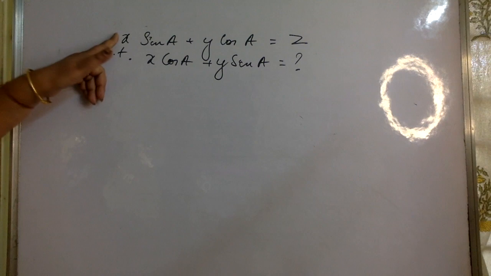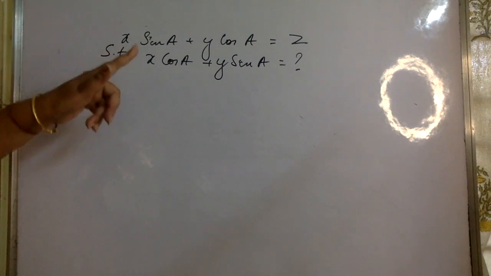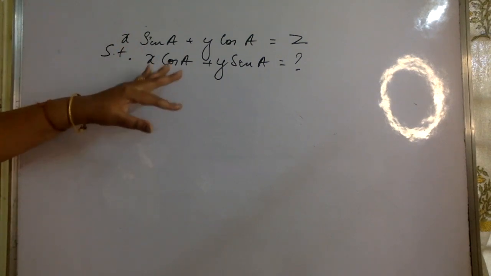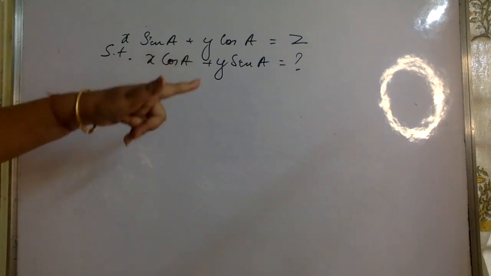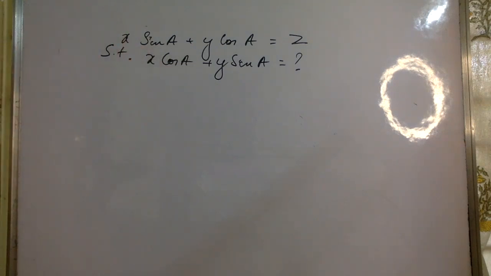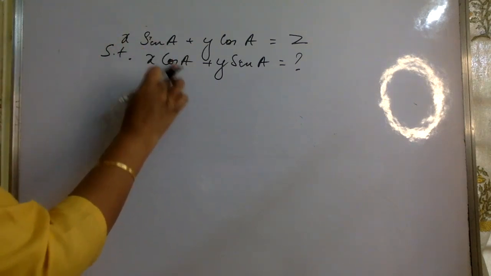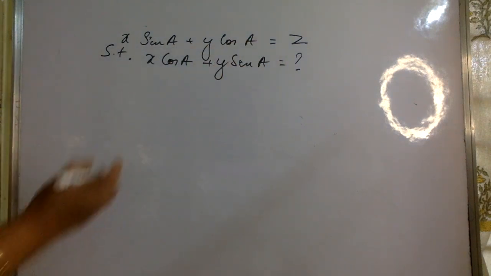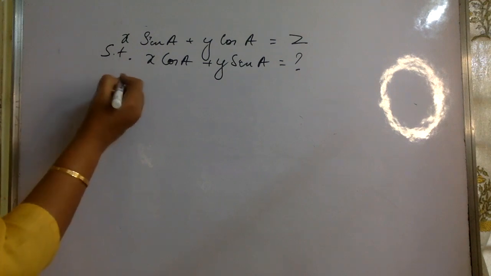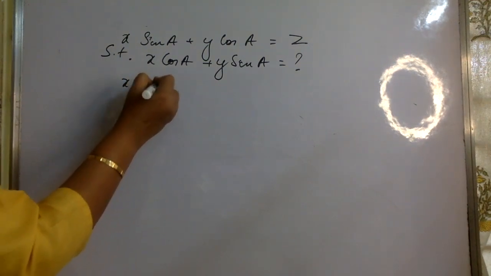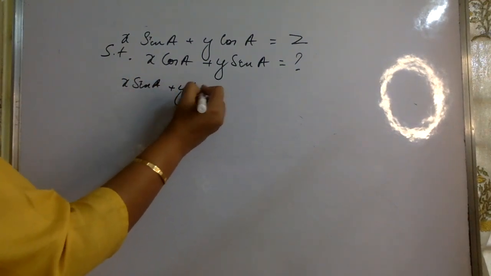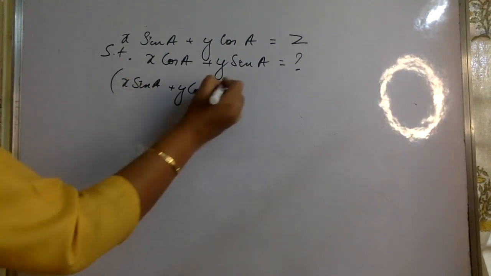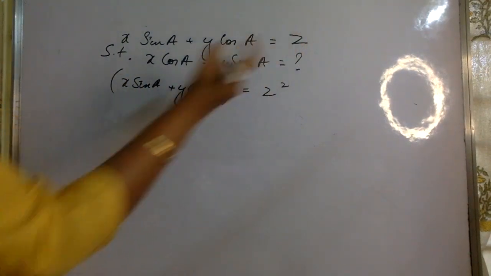This is what has been given to us, the first statement: x sin a plus y cos a is equal to z, and x cos a plus y sin a is equal to question mark. We have to prove that. Now if you note here, there has been an interchange of sin and cos. So what we will do here is take the first statement and simply square both sides, so the z will also be squared.